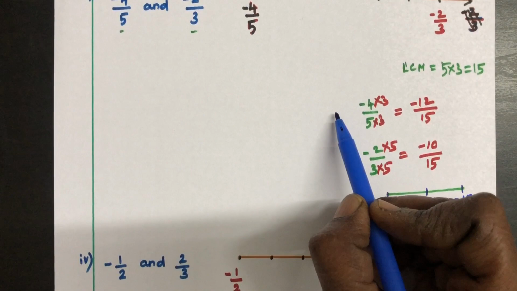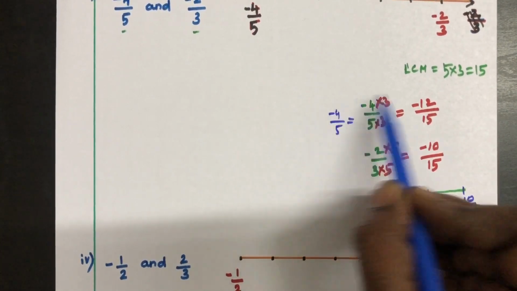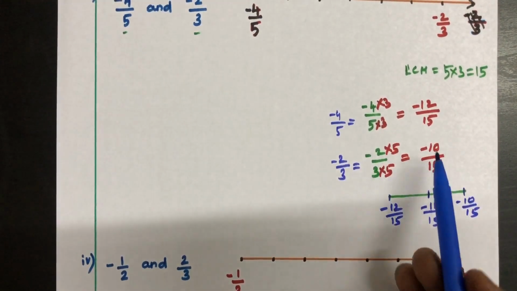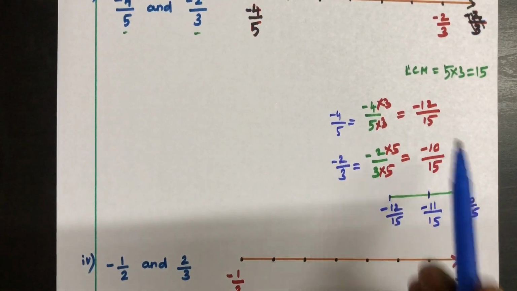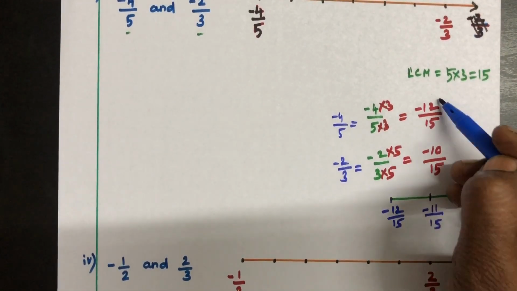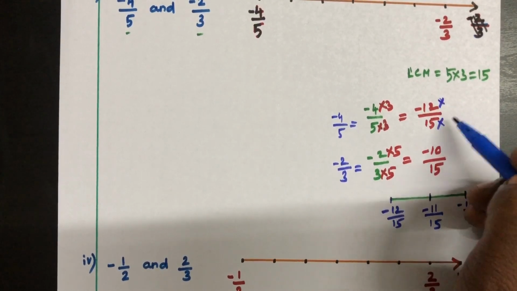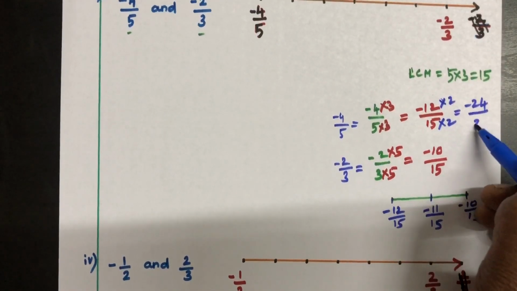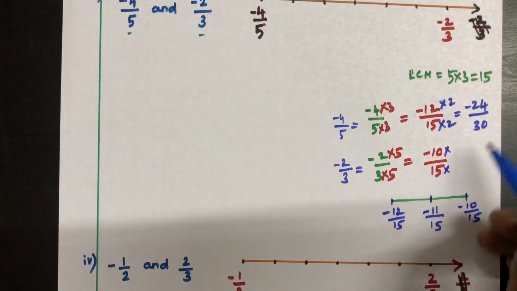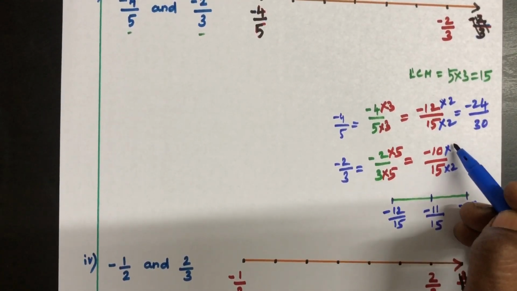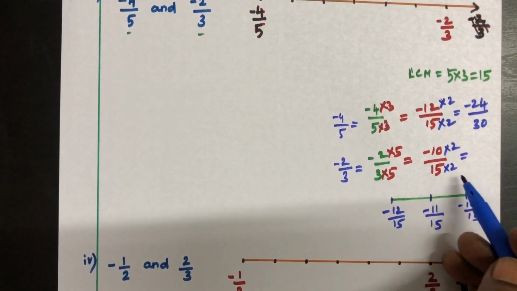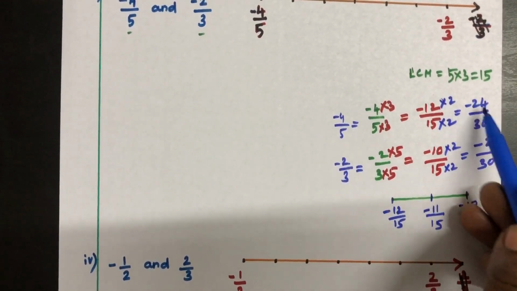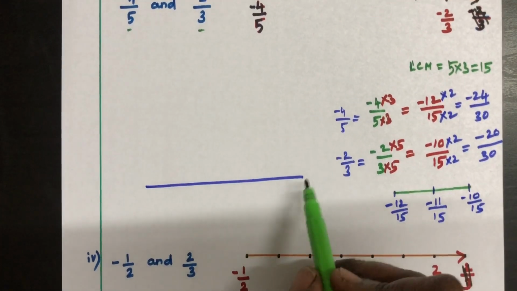Let's see. See, this is minus 4 by 5. These are all equivalent. Okay, these are all equivalent rational numbers. So instead of this, you can give your value like this. Now, instead of this, what I am going to do is just to multiply 2 and 2. This is minus 24 by 30, right? Here also, see, I'm making the denominator same. I want to make the denominator same. That's why I am just trying with the 2. Let's see what happens. Minus 20 by 30. In between these two also, listen carefully.